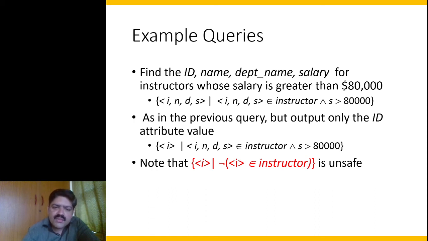The safety problem appears here as well. So you cannot write something like this: give me all I such that I doesn't exist in instructor. That doesn't make any sense, and that's why we call these unsafe. Once again, you could use a domain operator to convert these to safe queries, where at the worst case you get empty results, and you don't ask for something which you don't know.